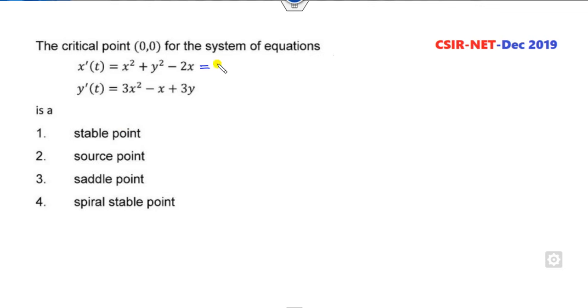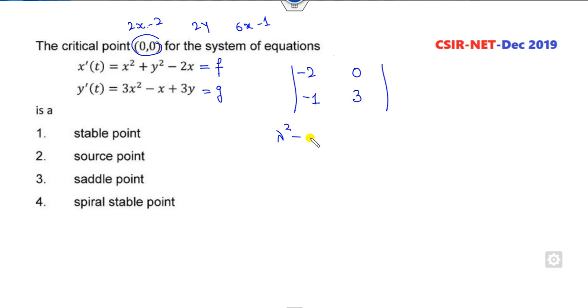Again, one more example, which is f, g. Now write the matrix. Partial derivative with respect to x, 2x minus 2. Now at the point 2, it's minus 2. Partial derivative with respect to y, 2y at the point is 0. It's 6x minus 1. Partial derivative with respect to y here. So eigenvalues will be 1. Determinant is minus 6.